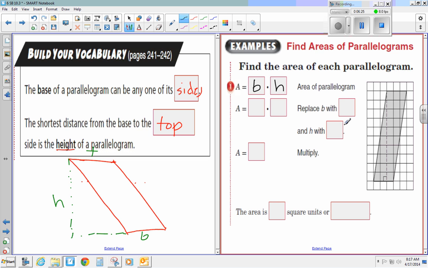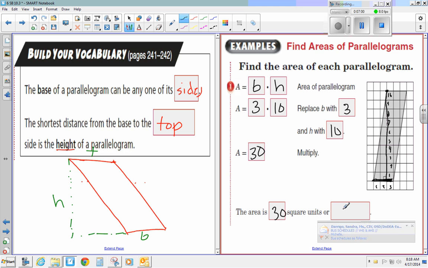Now, replace b. What is b? b is this distance right here. So count those squares. 1, 2, 3. The height is from the top to the base. So that's 1, 2, 3, 4, ... 10. So the height is 10. So replace those. The base is 3, the height is 10. When you multiply, it's 30. So the area is 30 square units.